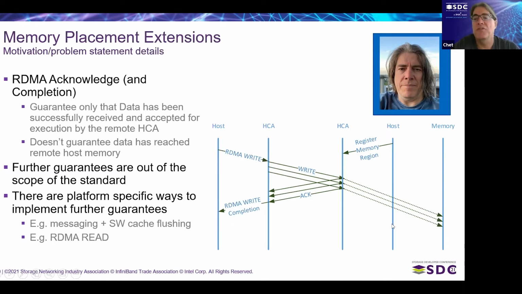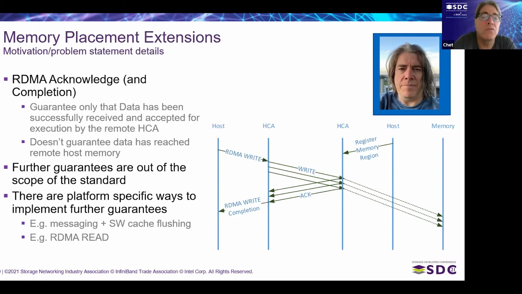So this will be an issue, right? This is going to be an issue for writing to persistent memory, the fact that that write completion doesn't tell you that the data has made it to its final store. And further guarantees are out of scope of the standard. So basically, this is what we're stuck with, right? This is how an RDMA write works, and we're not going to change how that works.